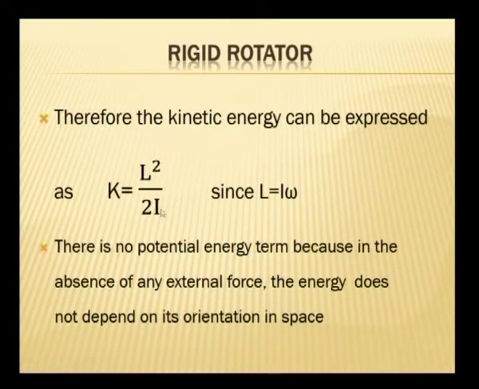I is the moment of inertia. The kinetic energy becomes K equal to L square by 2I, since L is equal to I omega. There is no potential energy term, because in the absence of external force, the energy does not depend on orientation in space. Therefore, there will be no potential energy term involved here.